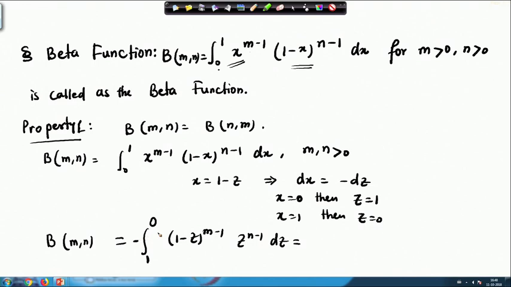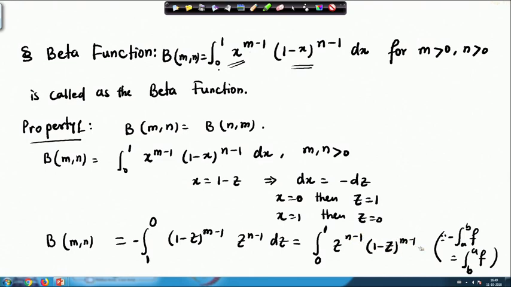Now, we know a small property of integral calculus, that minus of integral from a to b of f(x) dx equals integral from b to a of f(x) dx. So, this minus gets reabsorbed when you change the range of integration. If we switch the limits from a to b to b to a, then this minus will get reabsorbed. We do the same thing here, and this turns into integral from 0 to 1 of z to the power n minus 1 times (1 minus z) to the power m minus 1 dz.